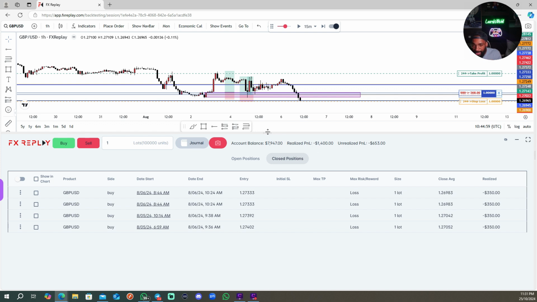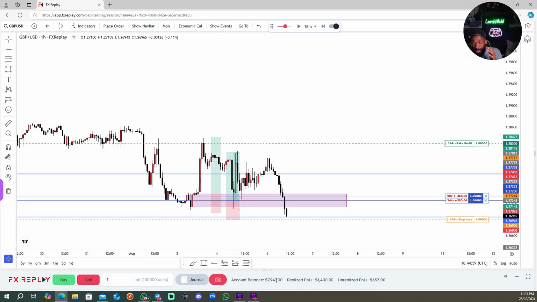So it's important to understand that your risk to reward is always going to be impeccable if you follow exactly what I'm saying to you. The LWV strategy is bulletproof. Even though we're down, guys, we're not going to cry about it. In actual fact, we're going to be excited. So let's see what happens here.